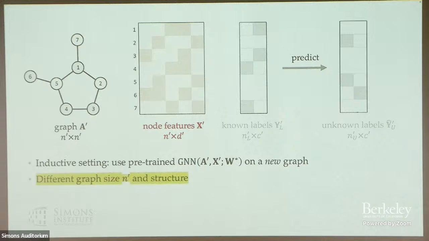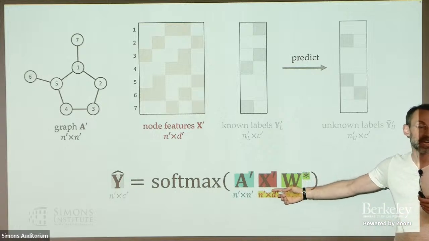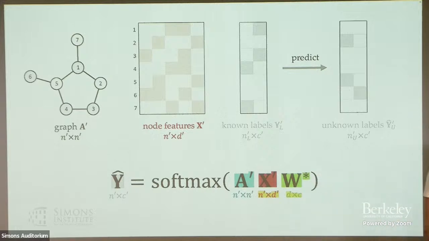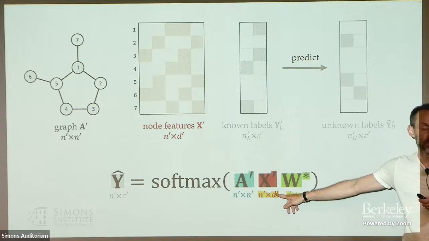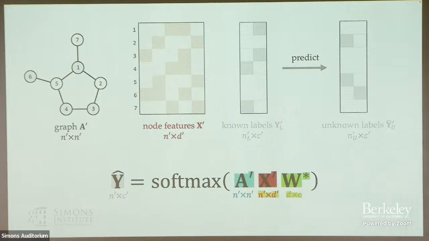I cannot even write it correctly mathematically because the sizes of the matrices are not correct, right? If I try to apply this W star, the optimal weights of the neural network that I computed before, it just doesn't fit. Here it's D prime, here it's D. The output should be C prime, and it's C. So it doesn't work. I can apply it only in the case where everything is the same.